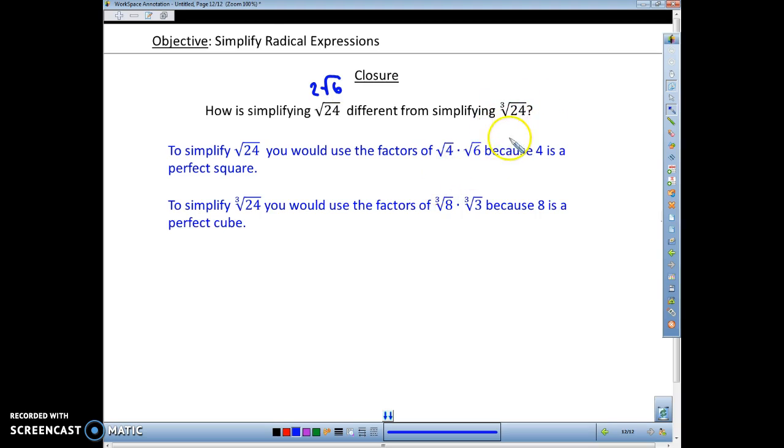For the cubic root of 24, you want to isolate a perfect cube in there, and that's 8 times 3. And I can take the cubic root of 8, so this would become 2 cubic root 3.